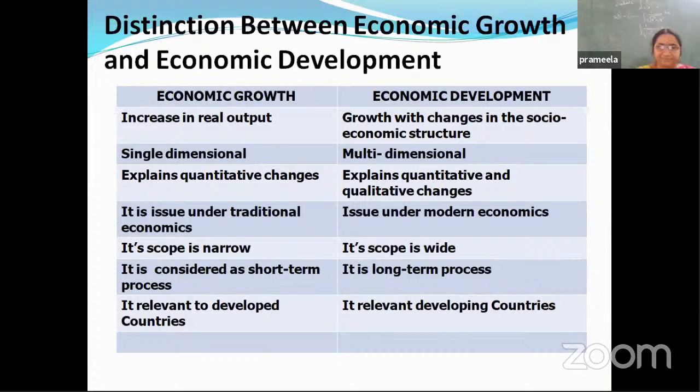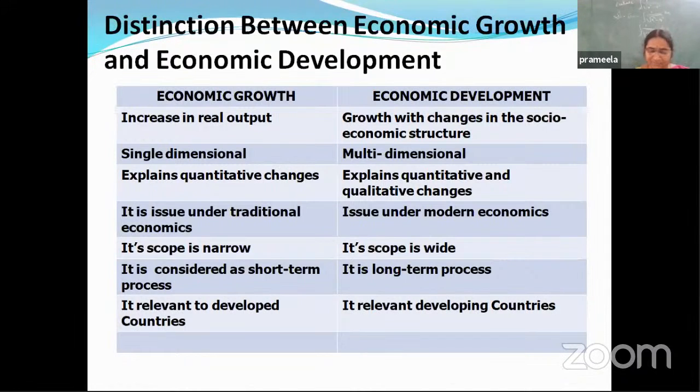Next, the variation: its scope is narrow. Economic growth teaches us only how production increases in different sectors of the economy with the same inputs, by improving technology, that is, how to improve production with the available inputs only. But the scope of economic development is very wide. It teaches us how production increases, and the social, cultural, and technical problems may also be removed with its help. So the scope of economic development is wide and the scope of economic growth is narrow.